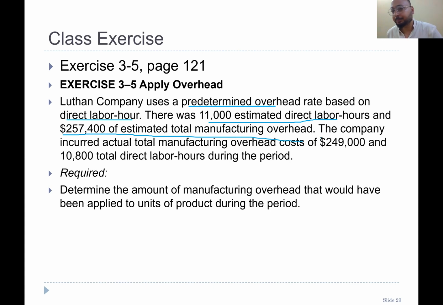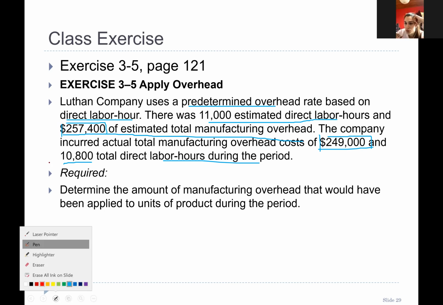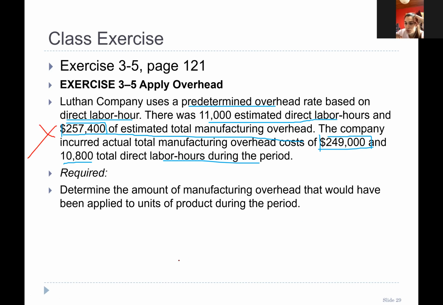Total manufacturing overhead. So the company incurred actual manufacturing overhead of 249,000, but based on 10,800 direct labor hours. So can we compare the actual 249,000 with the estimation of 257,400? No. The answer is no. Why? Because the base is not the same. You cannot compare the 11,000 base with 10,800. For that, you need to convert your estimation based on 10,800.